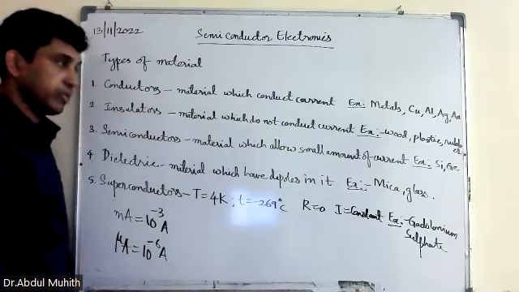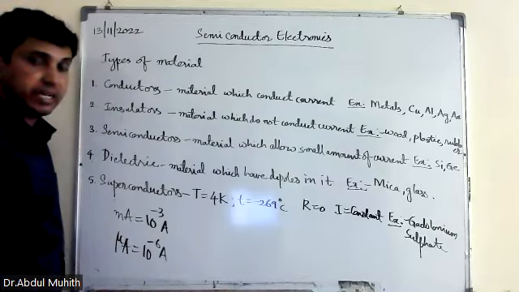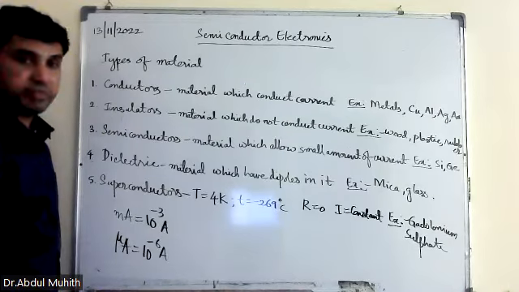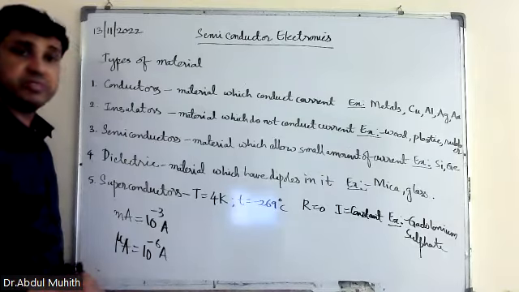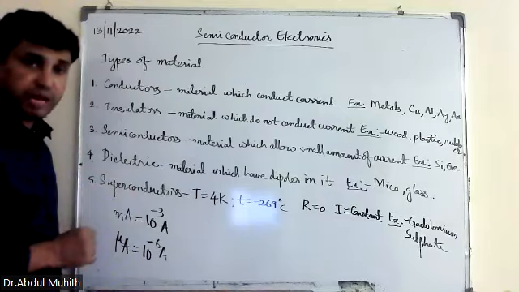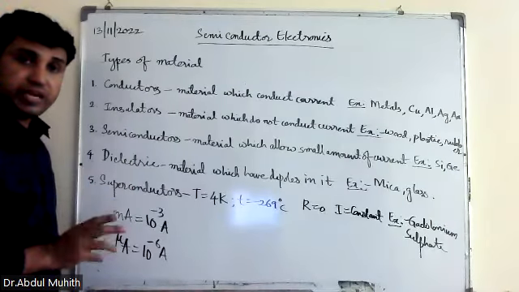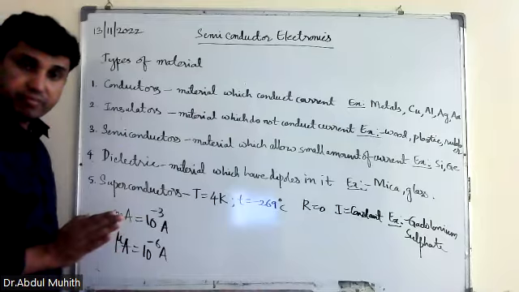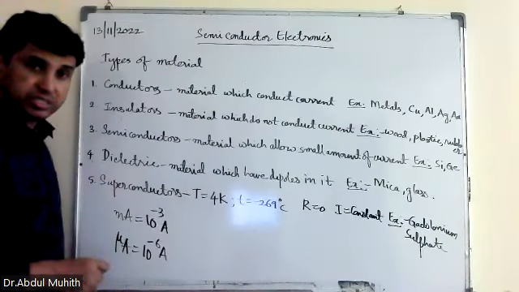Next is dielectric material. When you place such a material in the presence of an electric field, the dipoles start aligning in the direction of the field. Examples are mica and glass. Generally, these are used in capacitors. When you place a dielectric material between the two plates of the capacitor, what will happen? The dipoles will align and move towards the higher charge. Can we increase the capacitance?